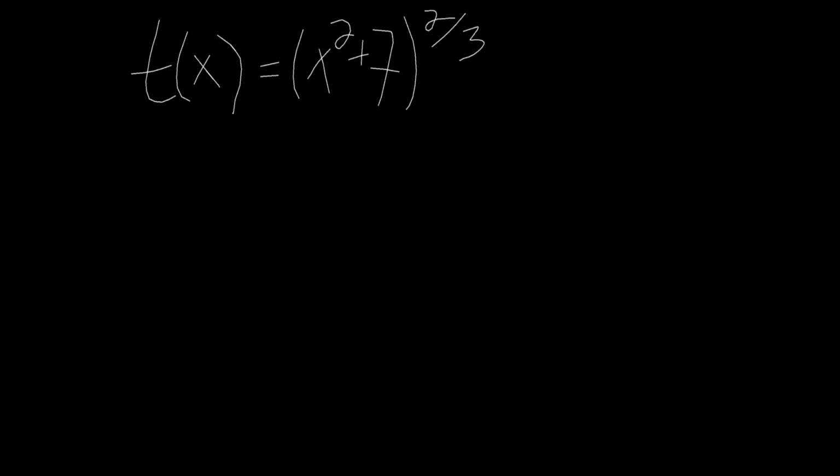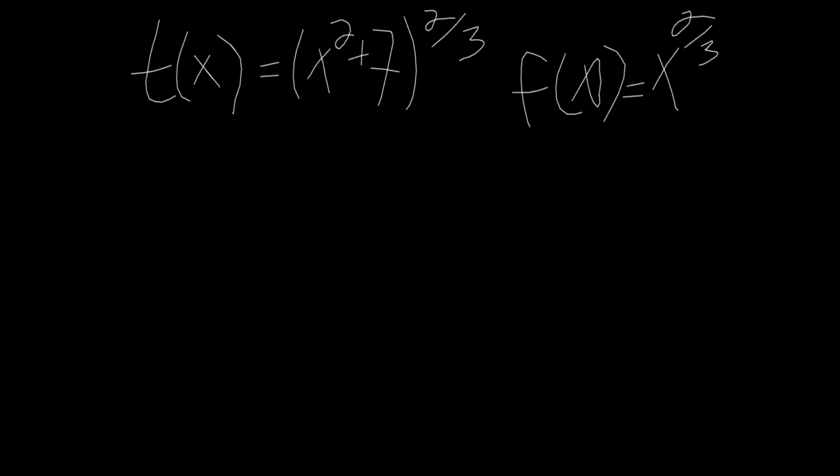Now the next function, we see that we have x squared plus 7 all to the power of 2 over 3. So what is our outside function? What are we plugging into, right? What we're plugging into is x squared plus 7. That's going to be our inside function. And we're plugging that into x to the power of 2 over 3. So we know that f, our outside function, is going to be x to the power of 2 over 3.